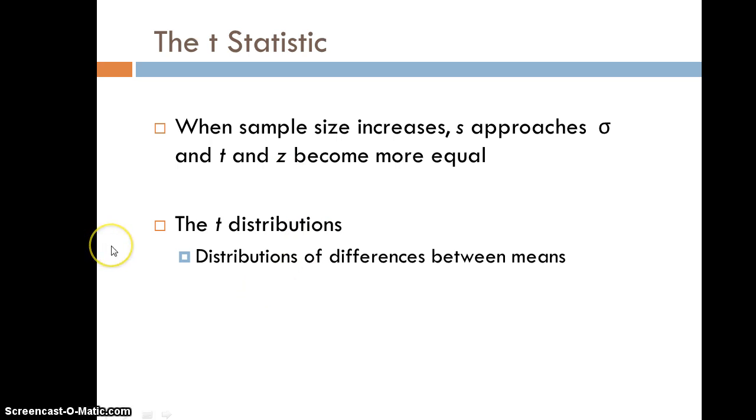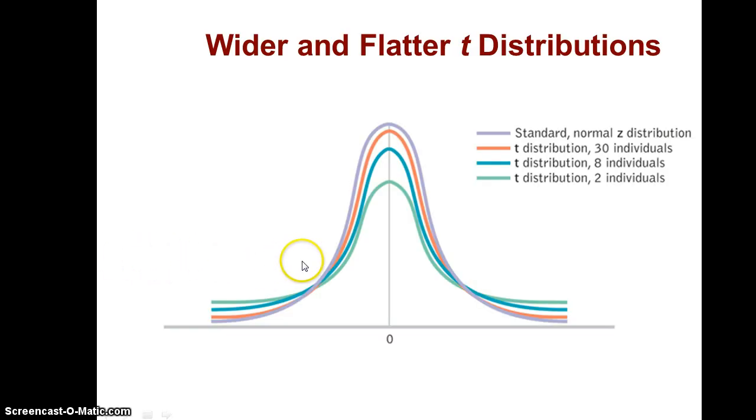So the t-distributions are a set of distributions that are based on differences between means. Because remember, we are comparing two different means. In the one sample t-test, we're comparing a sample mean to a population mean. And that part is in the numerator of our formula, the top part of our formula. So when I say that there's a family, I'm sure you've been wondering what that means.